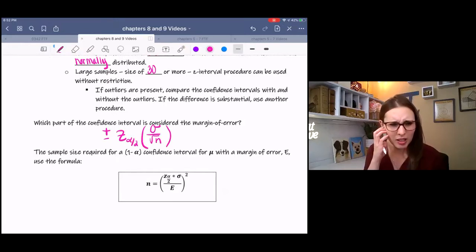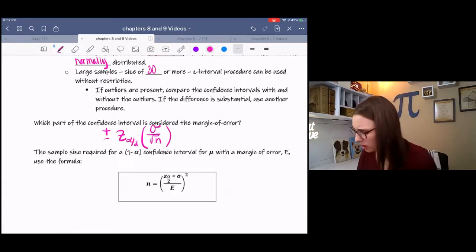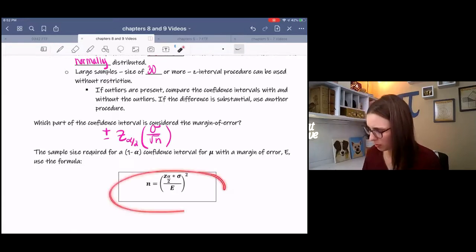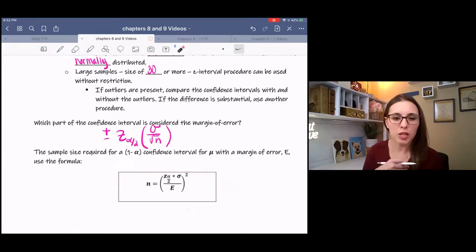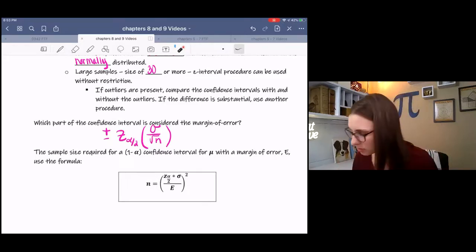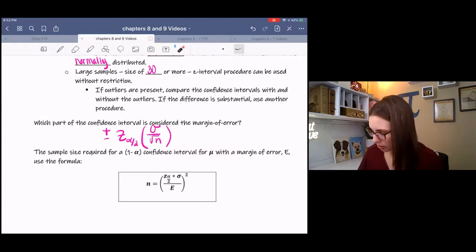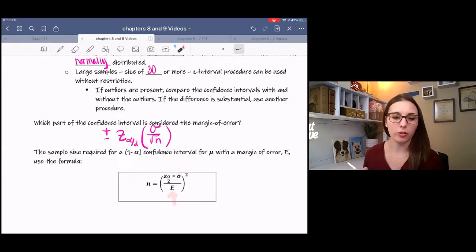And then I don't think you're going to see any of this, but I just went ahead and put that in there. The sample size required for a certain confidence interval can be found by using that little formula, but you probably won't see that. If you do, that's your z sub alpha over 2, that's your population standard deviation, and then that's your margin of error. And then you square it.